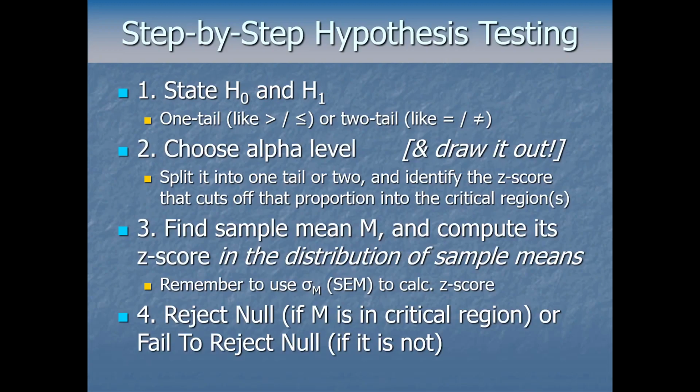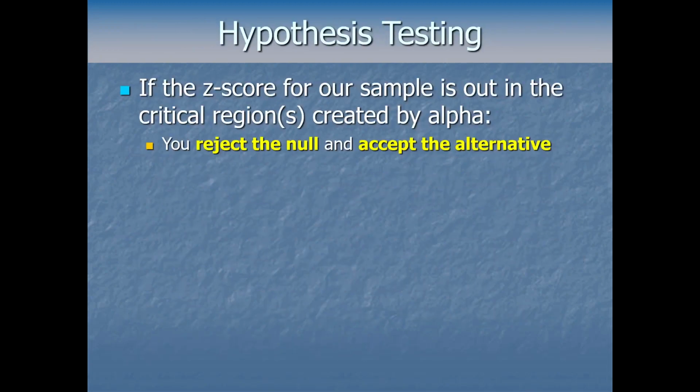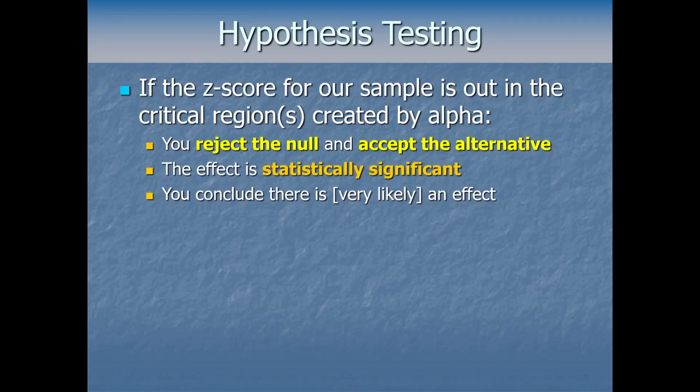Now, if your sample mean isn't that far out into a rejection region, then you fail to reject the null hypothesis. Remember, that's the kind of thing we can conclude here. If the z-score for our sample is out in a critical region, then we reject the null, which does indeed let us accept the alternative hypothesis. At that point, we might say the effect is statistically significant. In other words, there's evidence from our sample that the whole population has a real effect, a real difference from what the null hypothesis claims. You would conclude there is very likely an effect, even if we haven't proven it 100%.